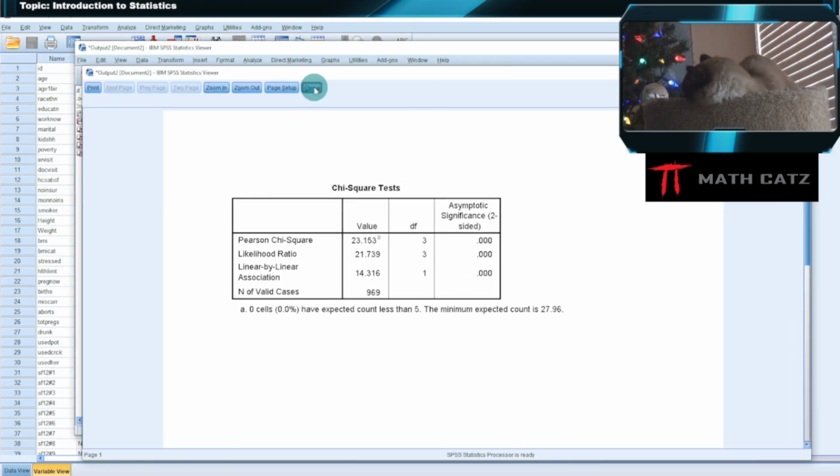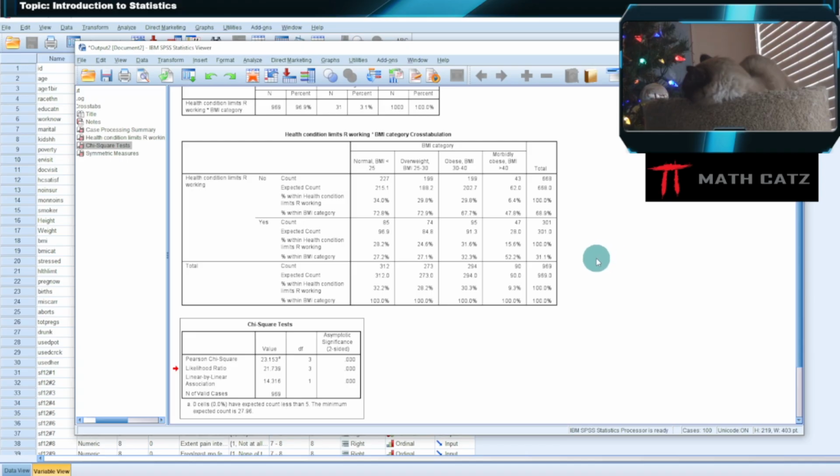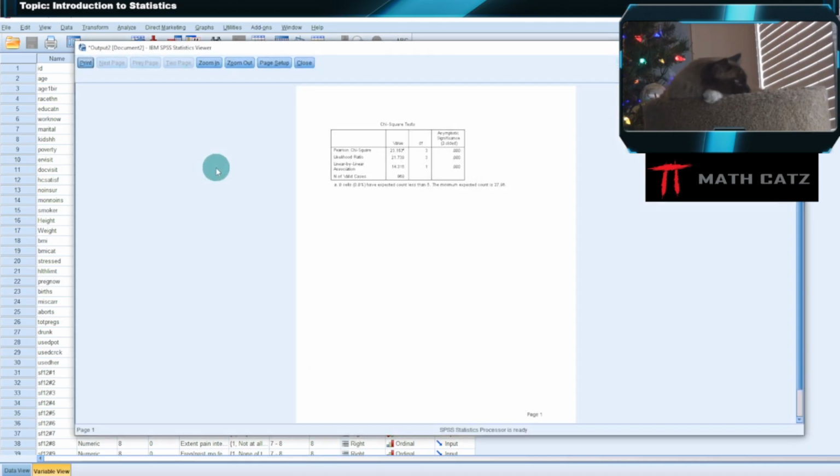I missed it now. Let's close this. In this test, well, remember the degrees of freedom would be number of columns minus 1, so 4 minus 1, times number of rows minus 1, so 2 minus 1, for a total of 3. 3 degrees of freedom. So let's just make this one a little bit bigger again.